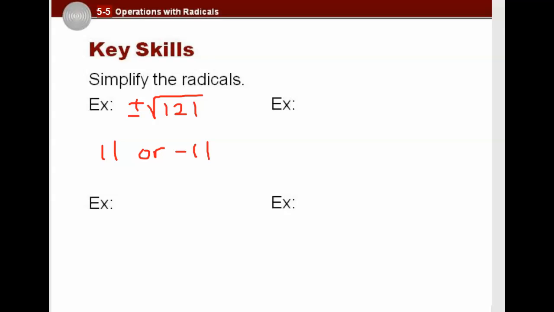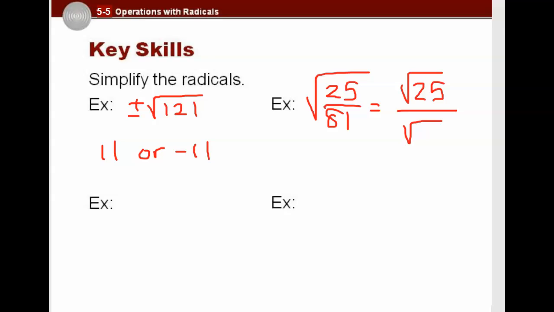Letter F, we have 25 over 81. So that's where the division property comes into play. You can think of that as the square root of 25 over the square root of 81, both of which are perfect squares. So you get 5 over 9.